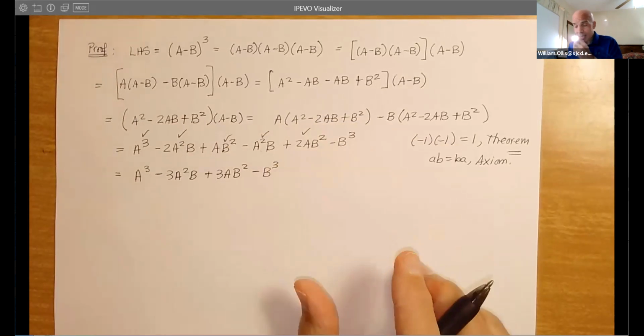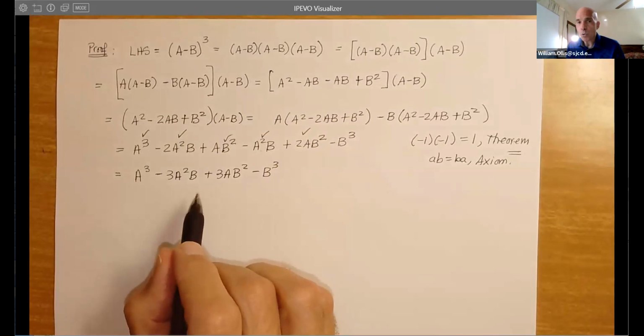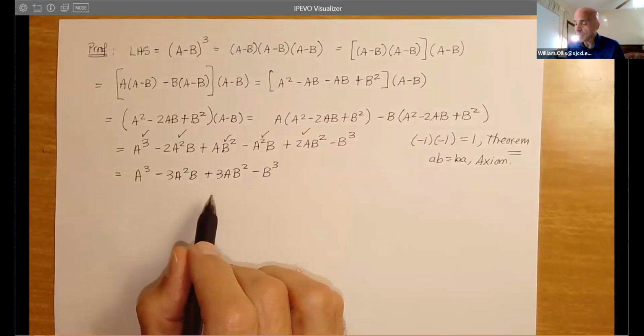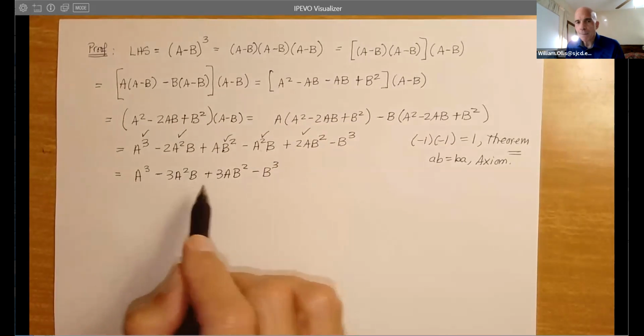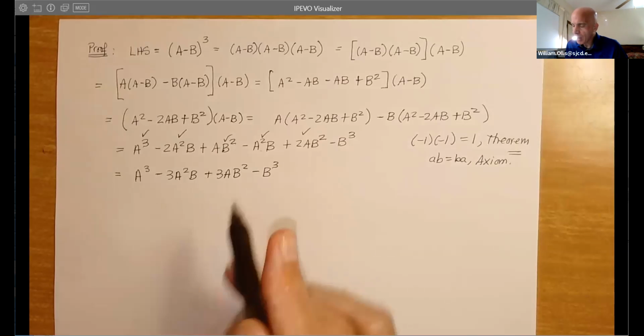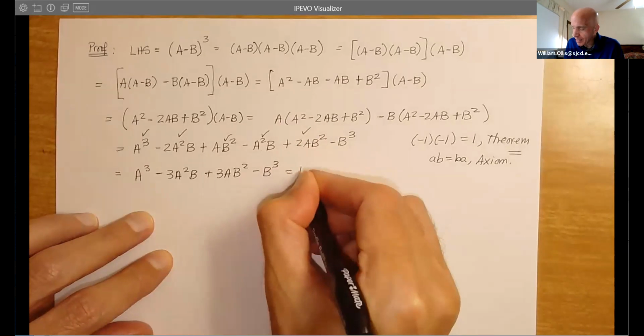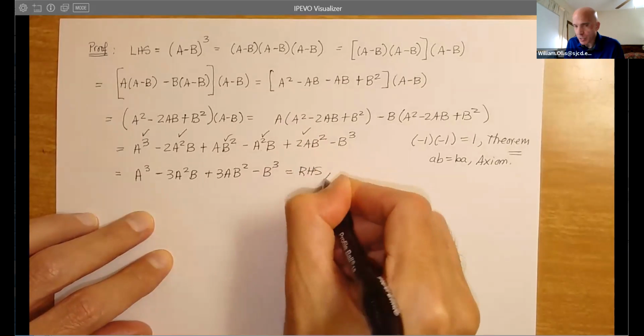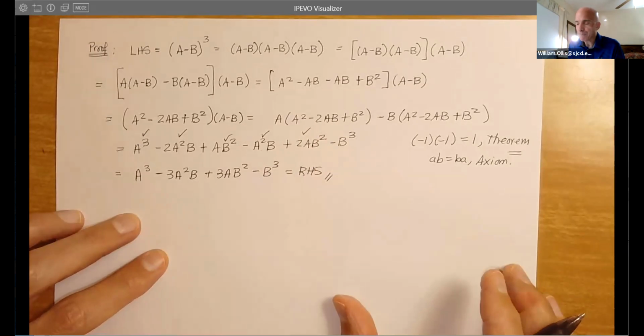So what I did is I wrote this in the same order as the formulas on the previous page, but notice a pattern about this. This is really not hard to remember. And I'll just say, well, this is the right-hand side. So we're done. We've done the proof, so to speak.